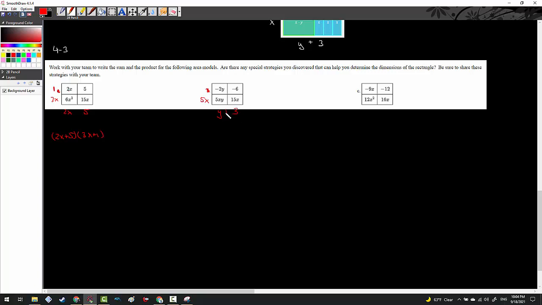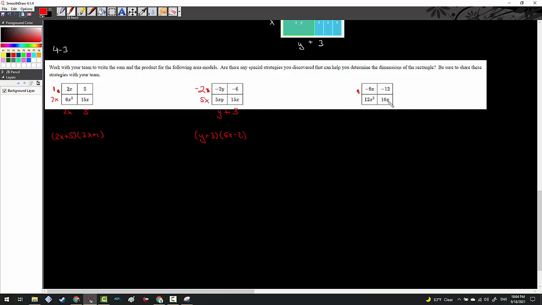I'm assuming that's going to be plus because they're both positive. And then this 6 up here, well, this is going to need to be a negative 2 in order to fit the mold of a negative 2y on the left and a negative 6 on the right. So that's going to be y plus 3 times 5x minus 2. Again, you're just reverse engineering the dimensions that would get you the particular area.